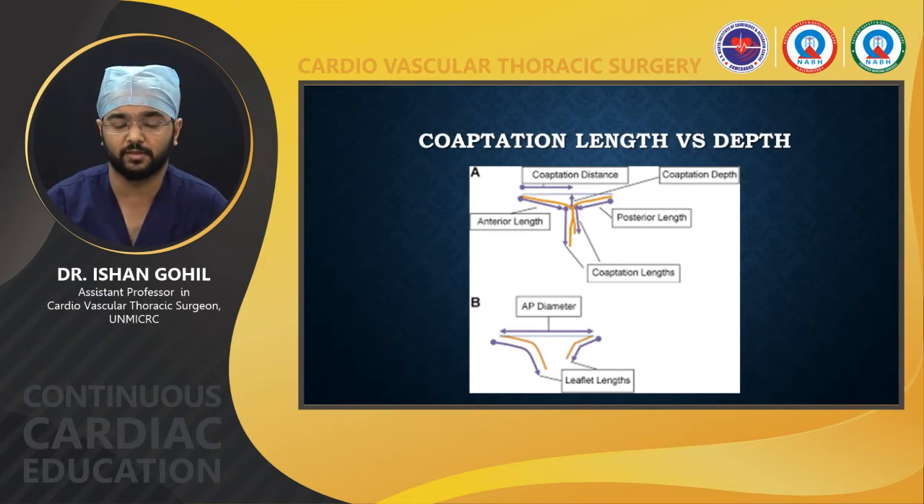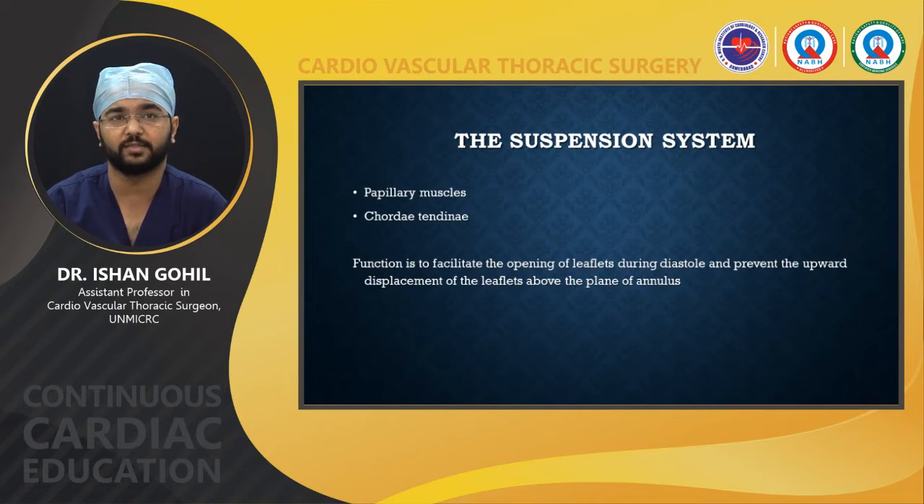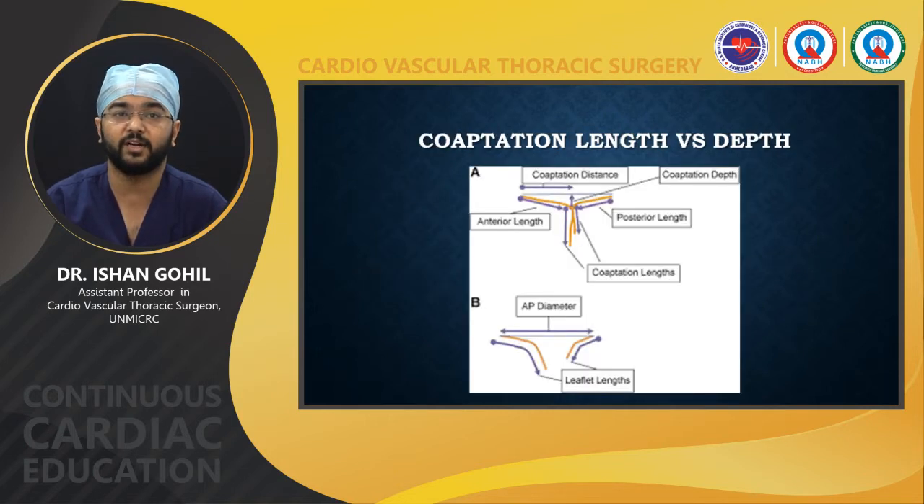So now the suspension system. The suspension system mainly consists of two parts, papillary muscles and the chordae tendineae. So what are papillary muscles and the chordae, we will see in detail. The function of papillary muscle and chordae tendineae is to facilitate the opening of leaflets during diastole and prevent the upward displacement of leaflet above the plane of annulus, at the time of systole. This is the plane of annulus. This lowering of the point of coaptation, that is the coaptation depth, is due to the subvalvular apparatus, or we will say the suspension system.